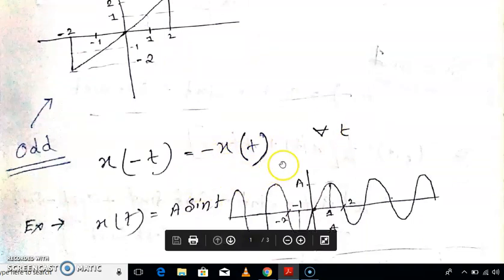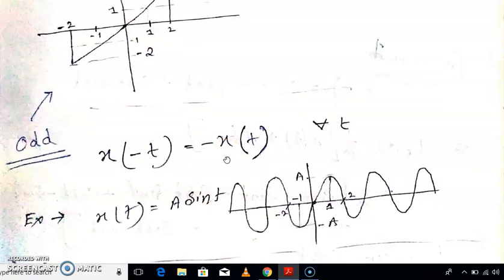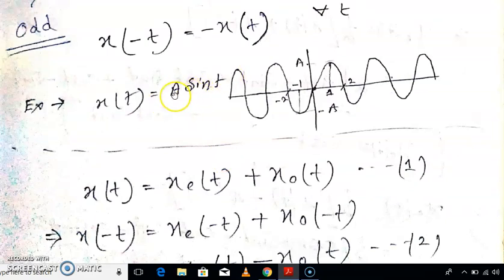If any signal satisfies the condition x of minus t equal to minus x of t for all t, then we can say the signal is an odd signal or anti-symmetric signal. A sinusoidal signal a sin t is an odd signal because at 0 the value is 0, but at t equal to 1 the value is a, and for minus 1 the value is minus a. That means it's the same value but the sign is different. So we can say x of minus t equals minus x of t for all t. This condition is satisfied here, so that is an odd signal.